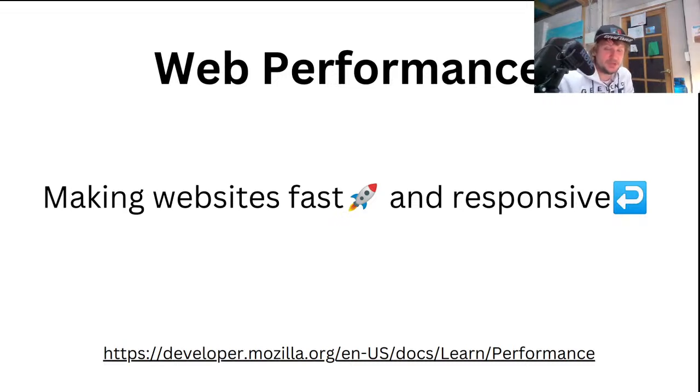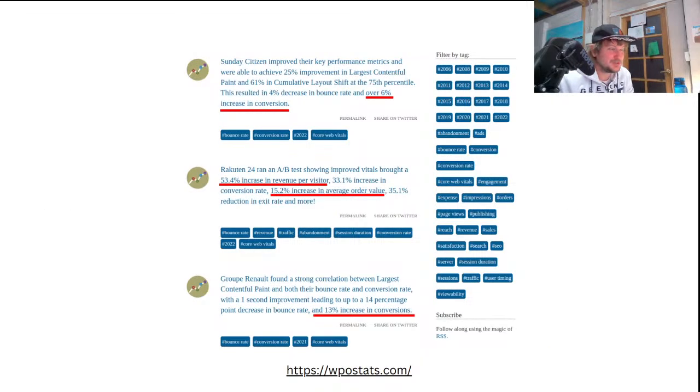But why would we even bother to make websites faster? The answer, of course, is because making websites faster drives up our business metrics, like conversion rate or revenue per visitor, or the bounce rate would go down. On this slide, there is a very good website, WPO Stats, which is basically a list of case studies of how web performance affects business metrics. So I recommend going through it.